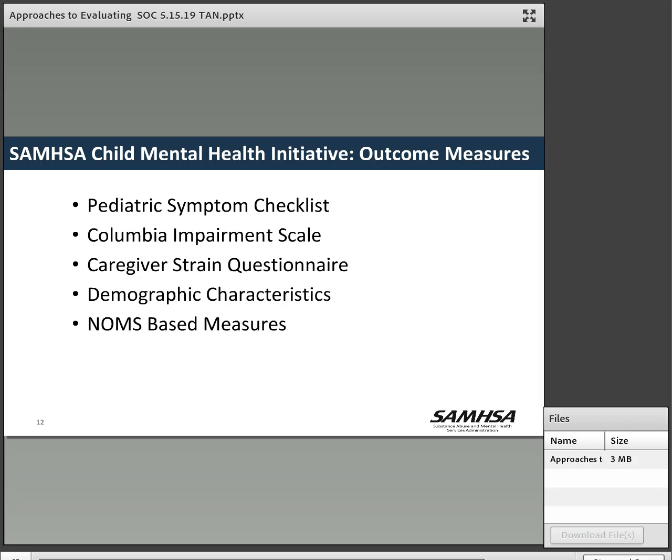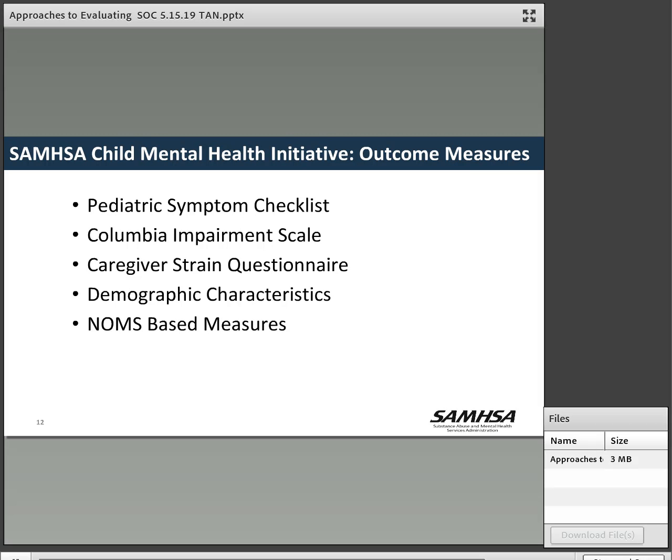We also implement the Columbia Impairment Scale, which looks more at functioning. Together, the Pediatric Symptom Checklist and the Columbia Impairment Scale take very little time to do. They can be done with youth and with caregivers, and they complement each other. The Columbia Impairment Scale looks at functioning, with how people are doing in home and in their school and other settings, and the Pediatric Symptom Checklist looks at mental health symptoms. Because we all care very much about caregivers and families, we utilize the Caregiver Strain Questionnaire to see how caregivers are doing. And then we also look at demographic characteristics.